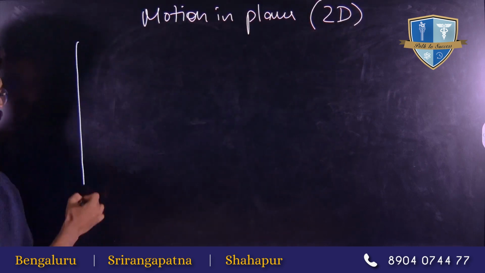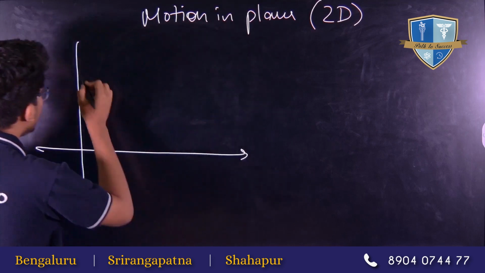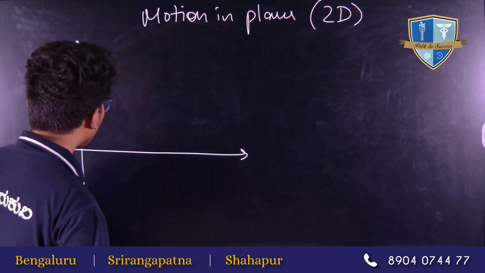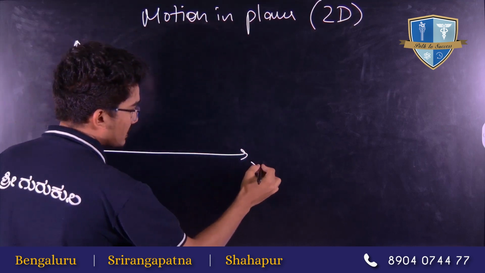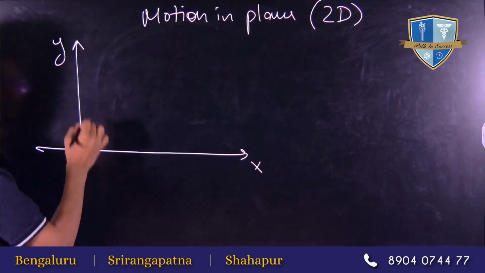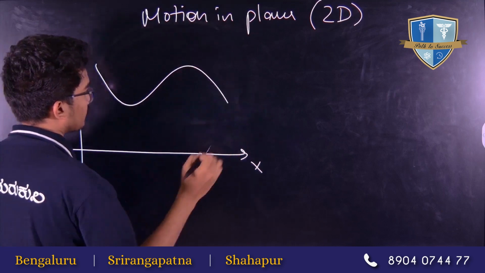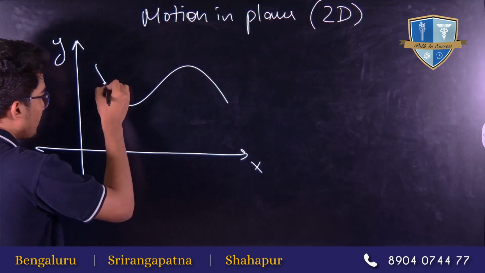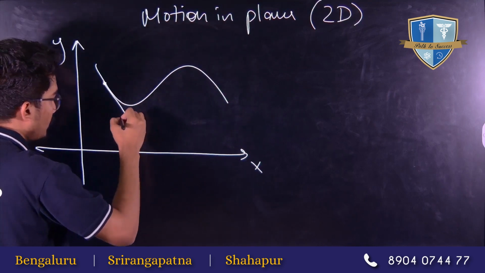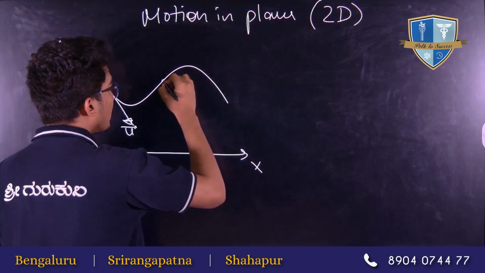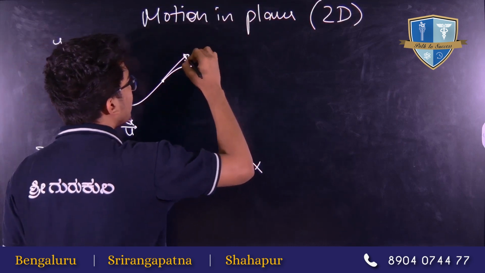Before that, we have studied motion in one dimension, that is, motion in a straight line. Now the object is moving in two dimensions, x dimension and y dimension. So let's suppose the object is moving like this. This is the initial point and the initial velocity is u vector, and this is the final point and the final velocity will be v vector.